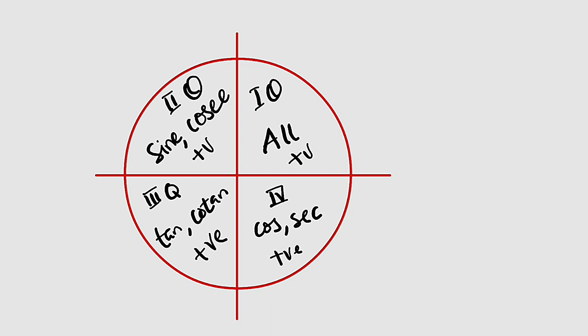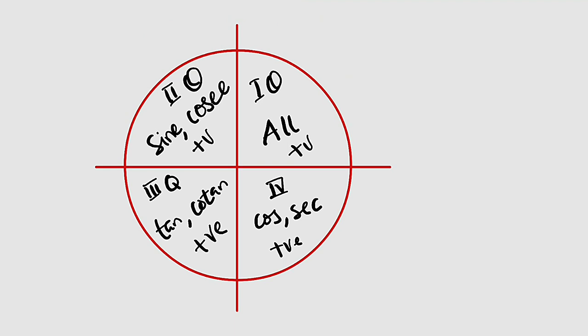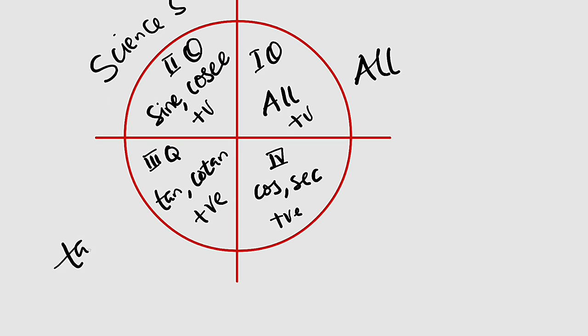So how can you remember this? All Science Students Take Calculus. All Science Students Take Calculus. All, all the ratios. Science students. S here should remind you about sine. Take: T here should remind you about tangent. Calculus: C here should remind you about cosine.